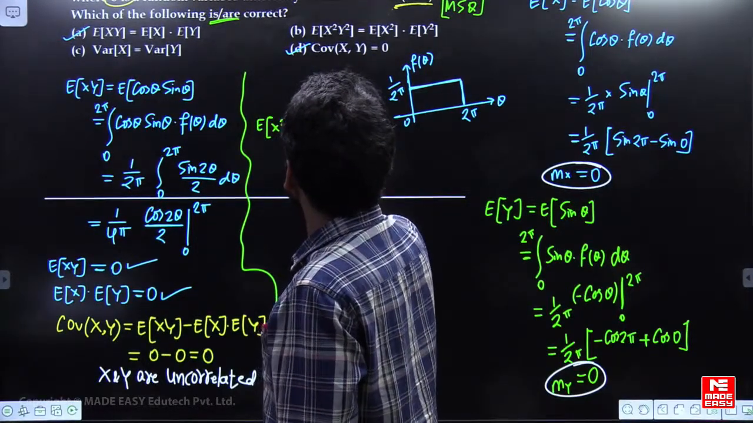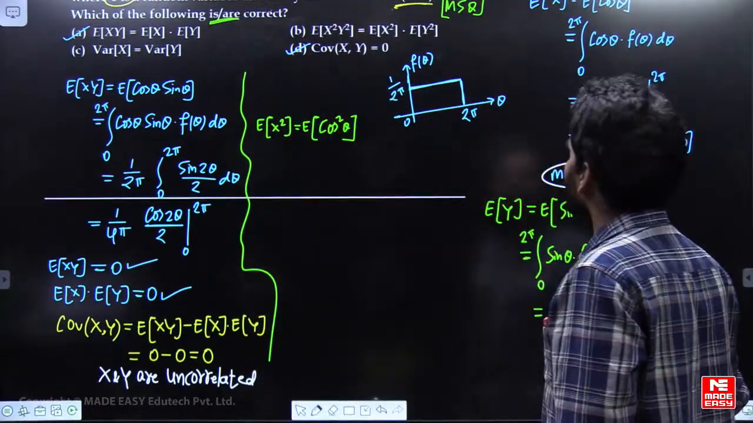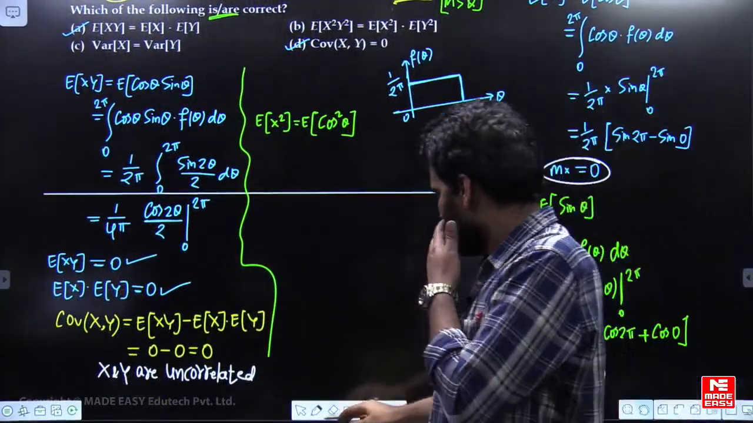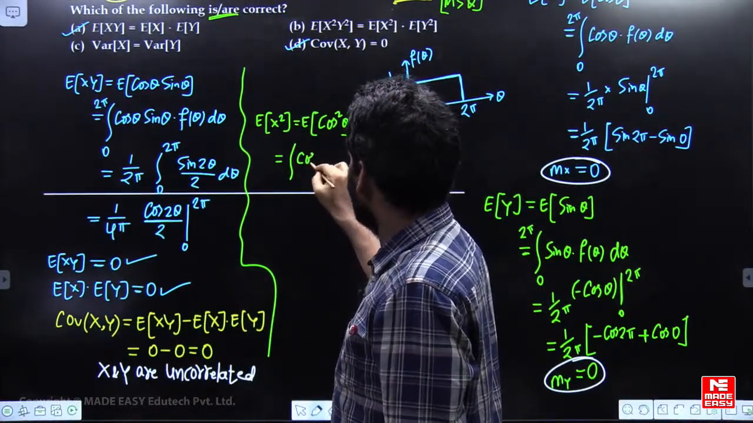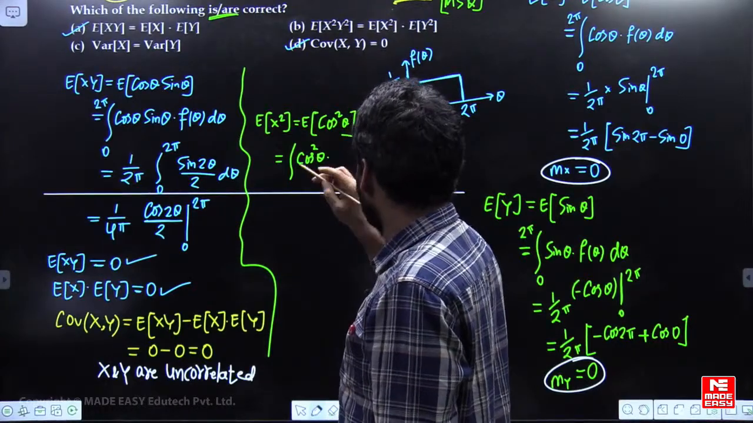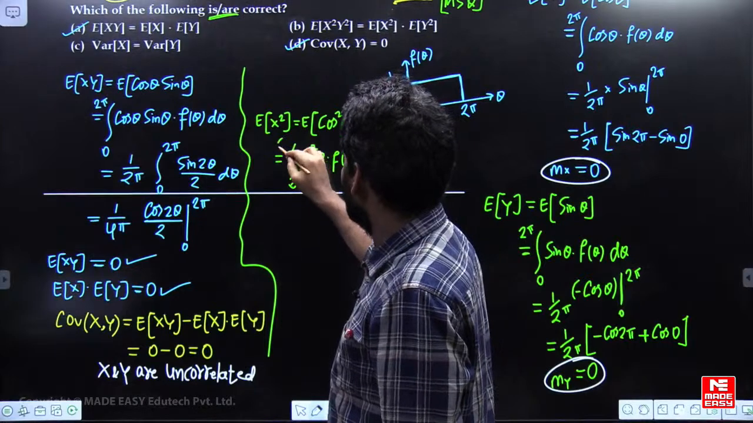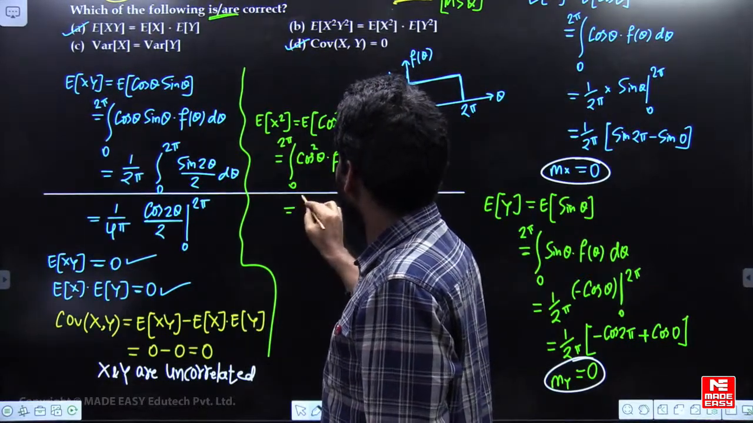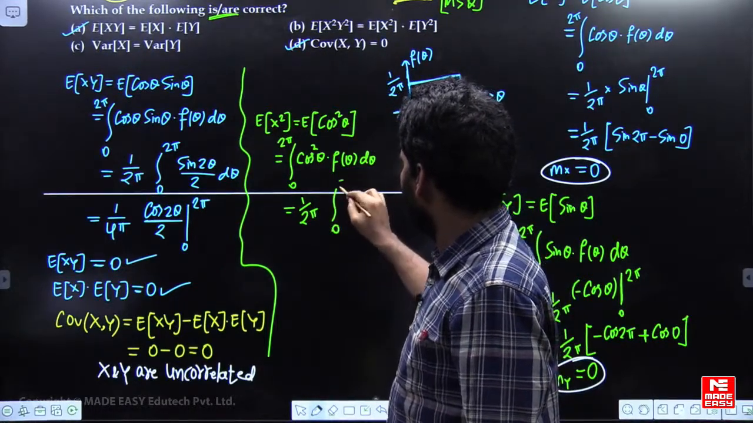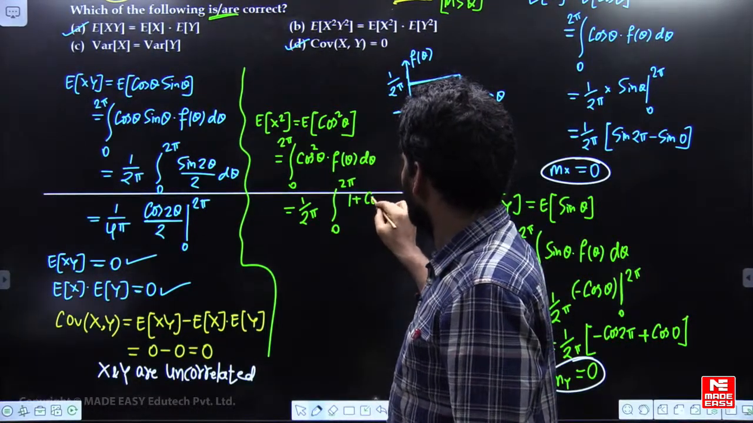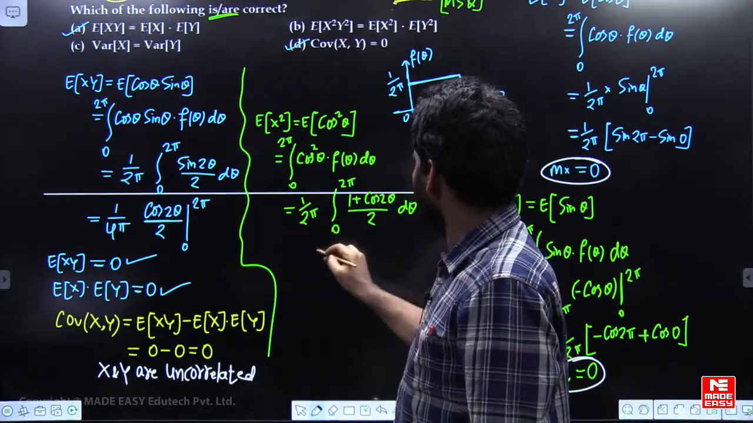Expectation of x square means what? This is cos squared theta. It is the integration, for the quantity for which you are finding expectation, of the same quantity multiplied with the density function of the random variable, f of theta d theta, from 0 to 2 pi. It is 1 upon 2 pi. Cos squared theta you can write as (1 plus cos 2 theta) by 2 d theta.